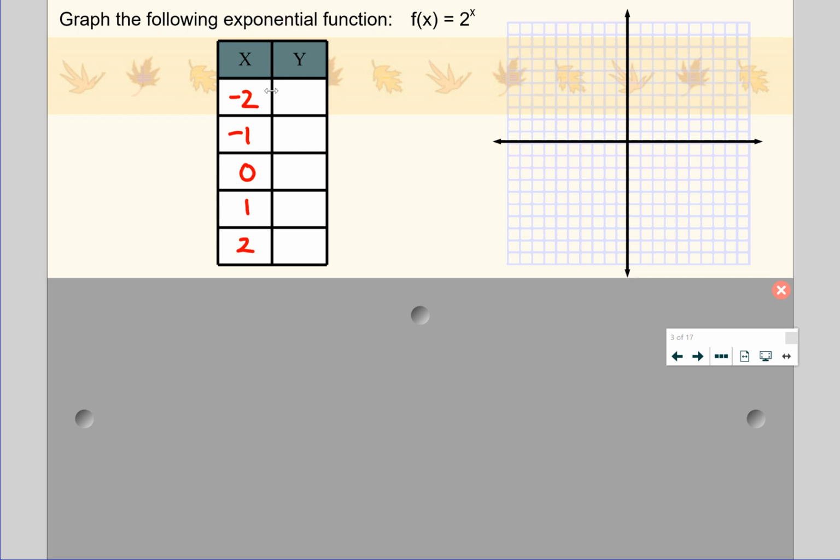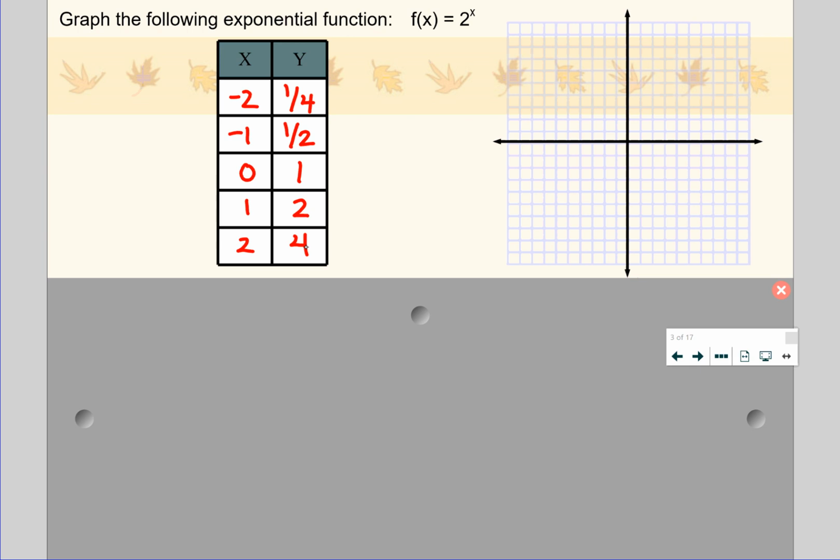If I do 2 to the negative second, that's the same as 1 over 2 squared, or just 1/4. 2 to the negative first is the same as 1 over 2 to the first, or just 1/2. Anything to the 0 power is 1. That's one of our old exponent properties. 2 to the first is 2, and 2 squared is 4. Again, if you have your calculator, you can use that to help you fill out this table.